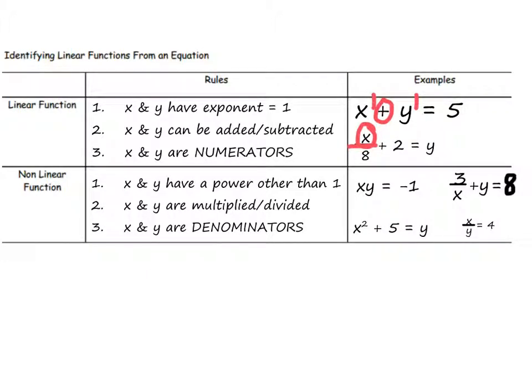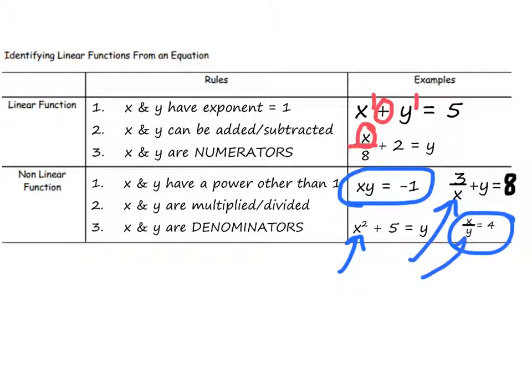For a nonlinear function, it will have a power other than 1. So notice this example has x squared. That can no longer be linear. X and y cannot be multiplied or divided if I want it to be linear, so a nonlinear function would show them multiplying together or dividing. And lastly, x and y in denominators would be a nonlinear function. So notice x is on the bottom and y is on the bottom, so those are ruled out for the linear functions.